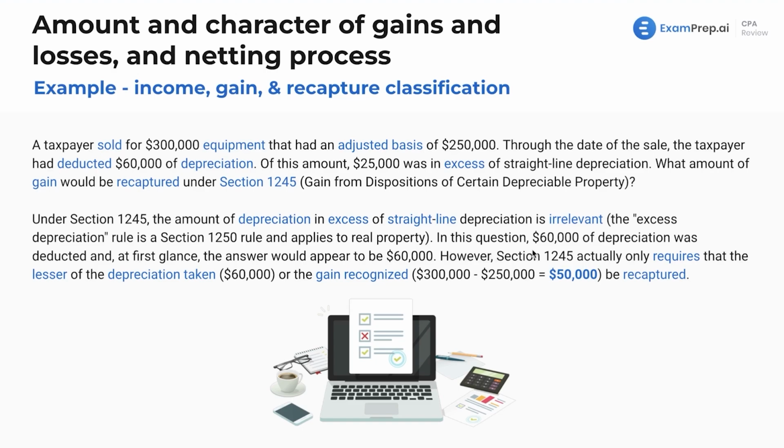In this question, $60,000 of depreciation was deducted, and at first glance, the answer would appear to be $60,000. However, 1245 actually only requires that the lesser of the depreciation taken, so $60,000, or the gain recognized, which in this case would be $50,000, be recaptured. Now, this gain would be the gain realized and recognized. It's just the same thing here. We know the difference between realized and recognized. In this case, would be $50,000.